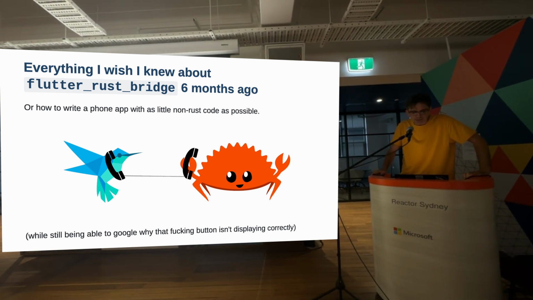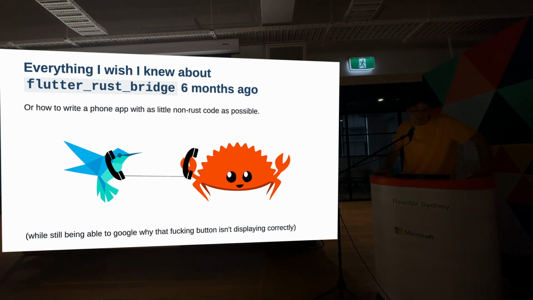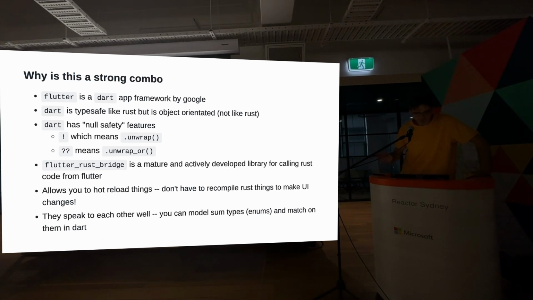It's about how you write a phone app with as little non-Rust code as possible, while still being able to Google why that button isn't displaying correctly, right? Why is this a strong combination? So Flutter is a Dart app framework by Google. Dart is a type-safe language like Rust, but is very object-oriented, not like Rust.